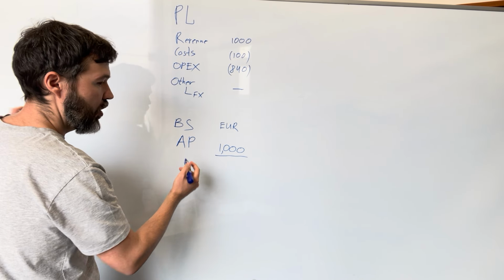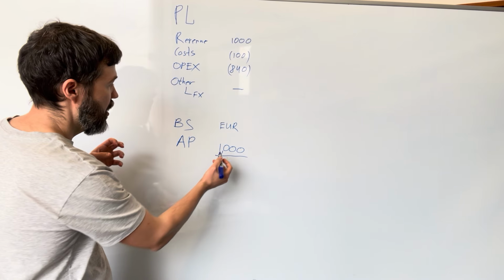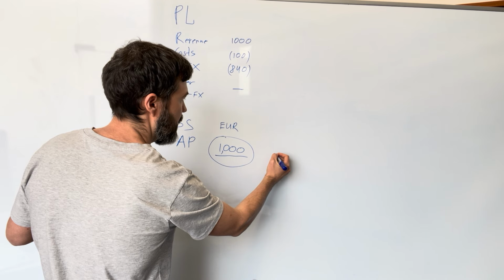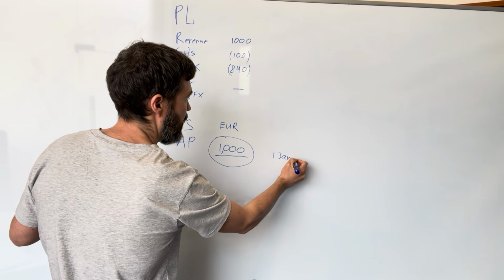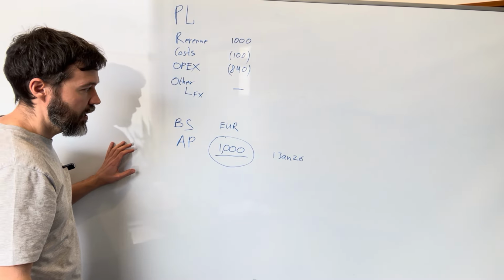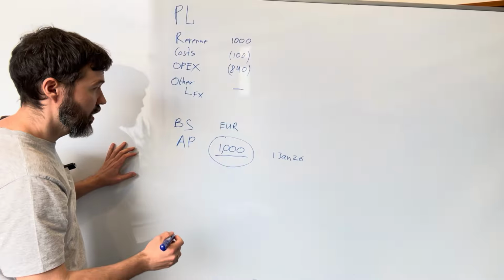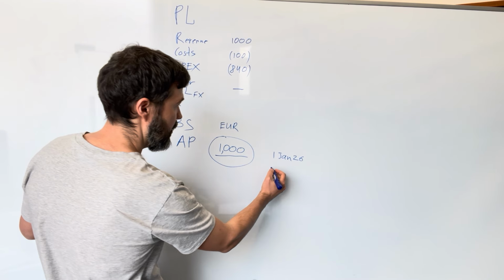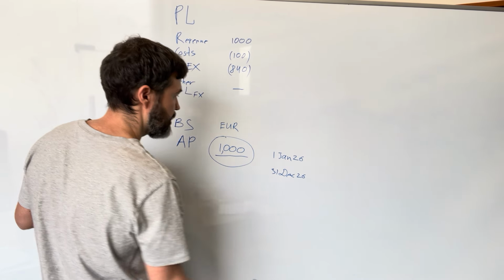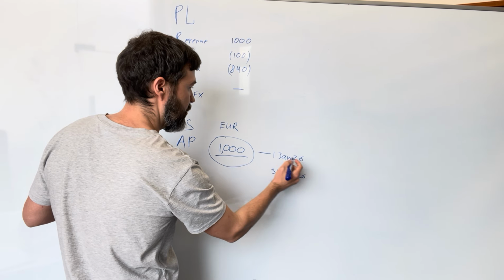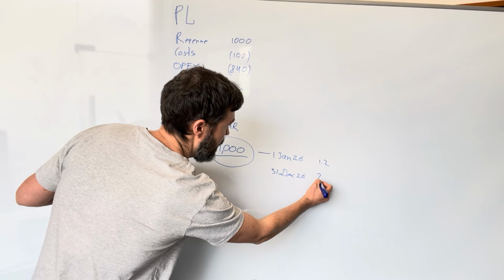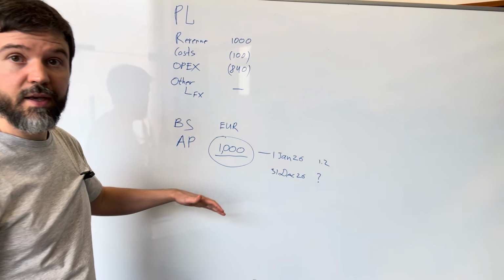Assume you've purchased something from someone and your payable is that big. It was at the beginning of the year, let's say 1st January 26. And you have to pay it on 31st December 26. At this point, you know the rate. The rate is 1.2, but the rate is unknown here. And at any other date, the rate is unknown.